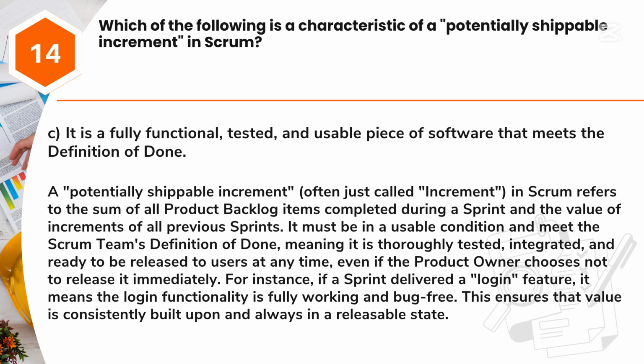A potentially shippable increment, often just called increment, in Scrum refers to the sum of all product backlog items completed during a sprint and the value of increments of all previous sprints. It must be in a usable condition and meet the Scrum team's definition of done, meaning it is thoroughly tested, integrated, and ready to be released to users at any time, even if the product owner chooses not to release it immediately. For instance, if a sprint delivered a login feature, it means the login functionality is fully working and bug-free. This ensures that value is consistently built upon and always in a releasable state.